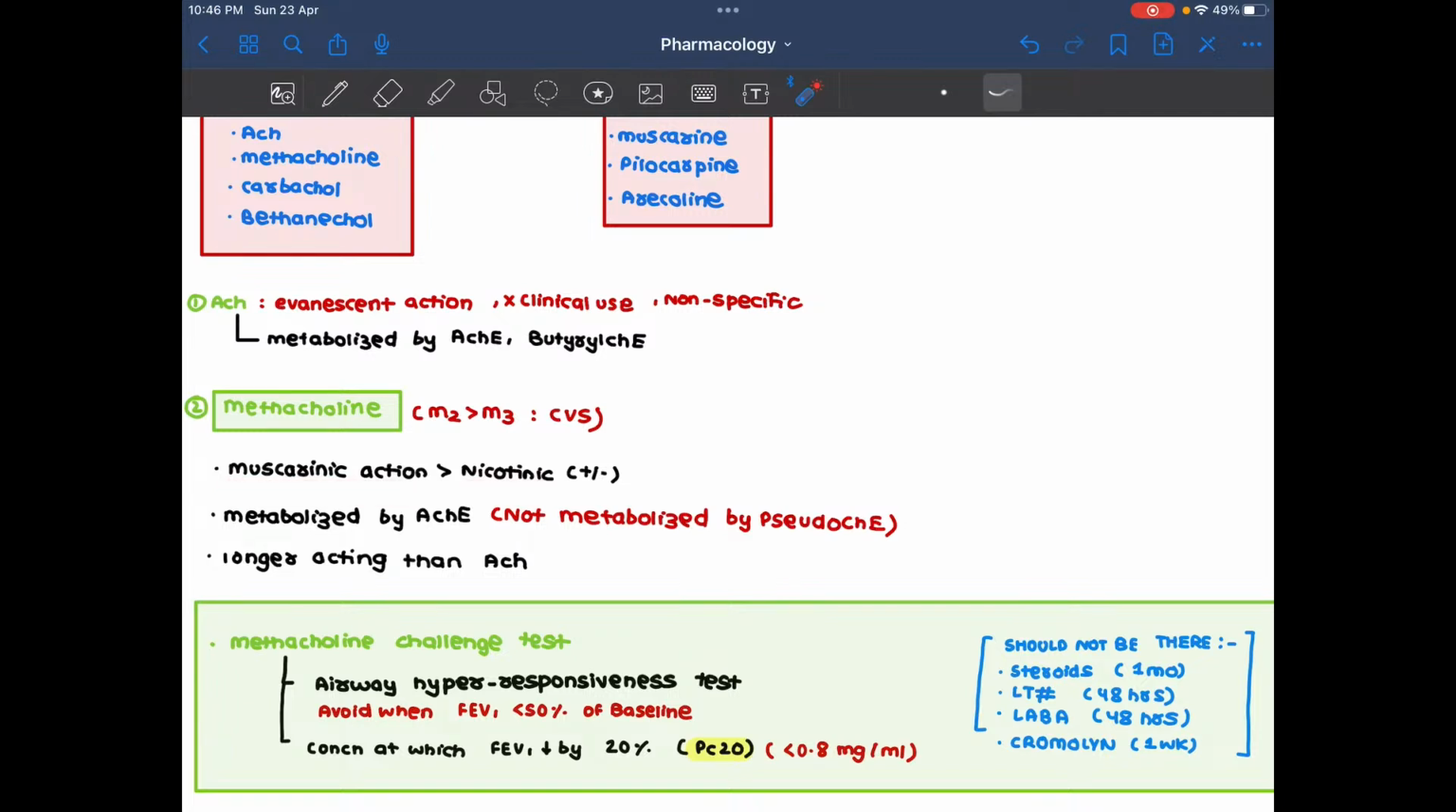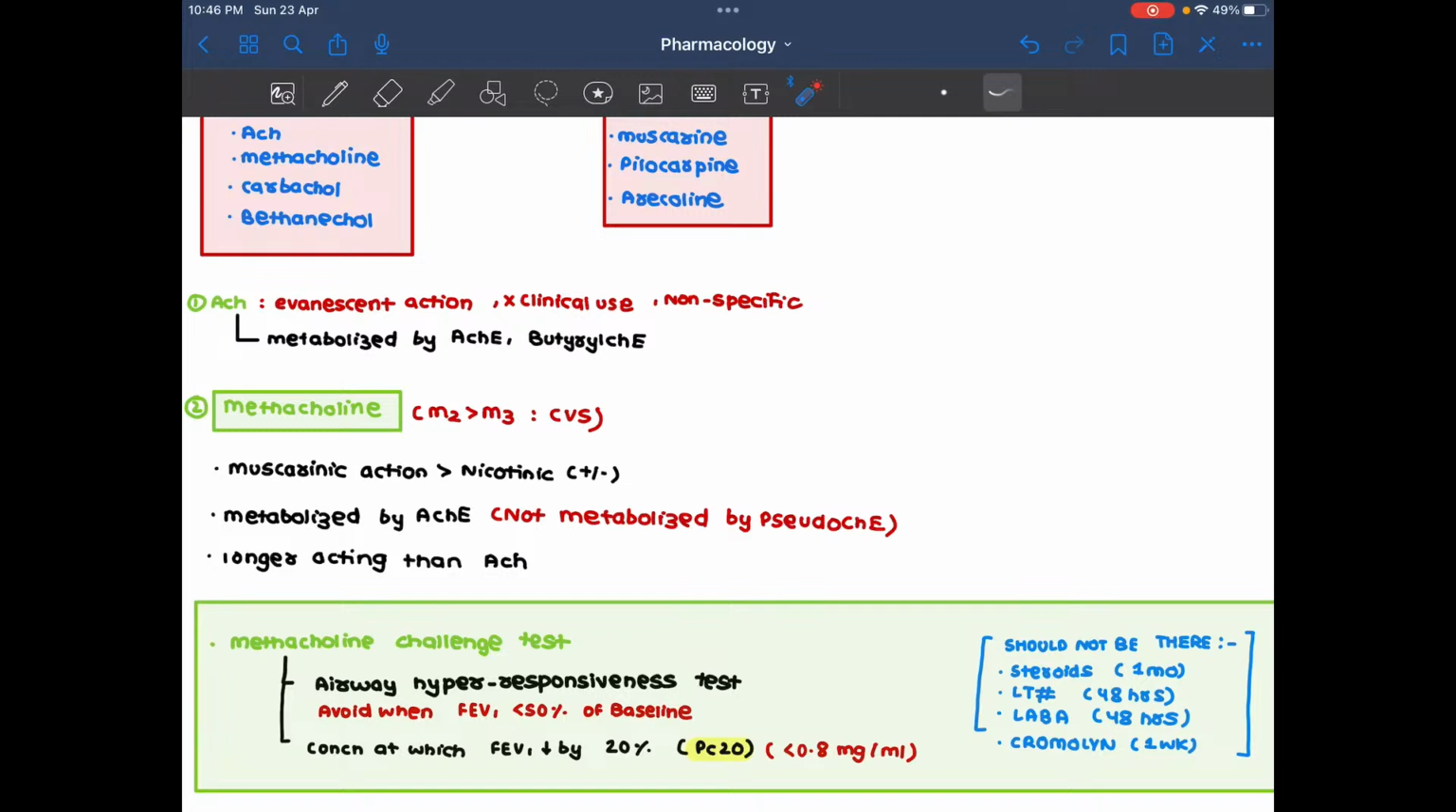So just remember, guys, I'm going to tell you a very important concept. Whenever I'm attaching a methyl group to a choline, just remember, the one thing that I'm going to get as a response is it's going to have a better muscarinic action as compared to a nicotinic action. So whenever I attach a methyl group to a choline, it's going to have a muscarinic preferential action as compared to a nicotinic action.